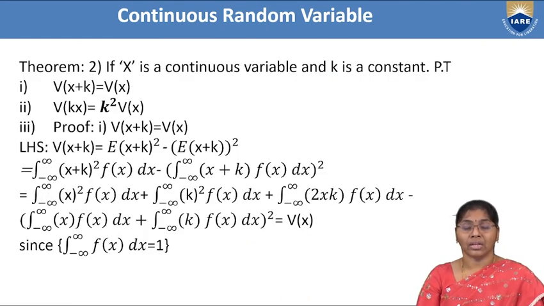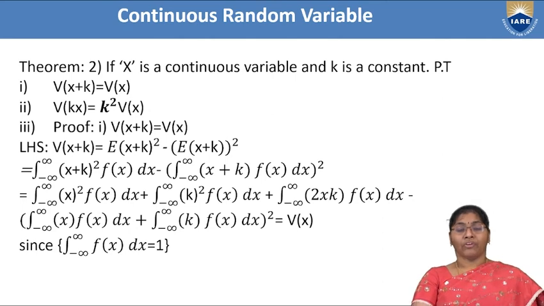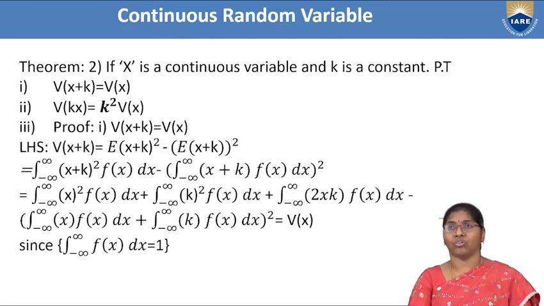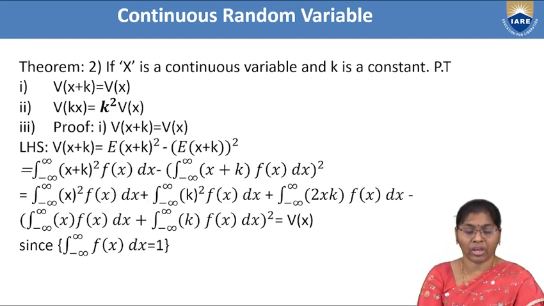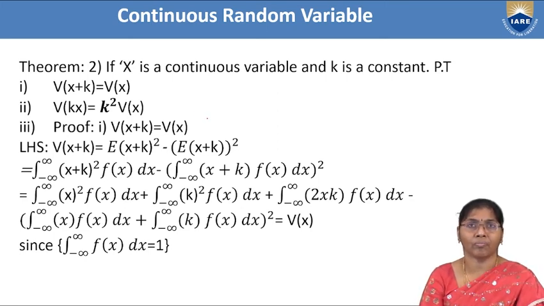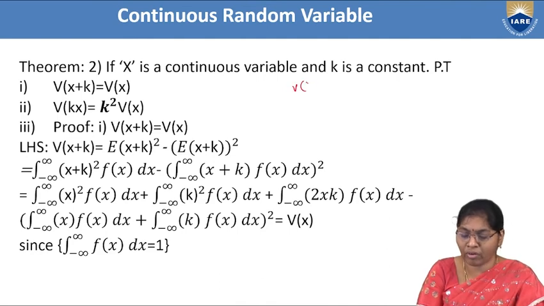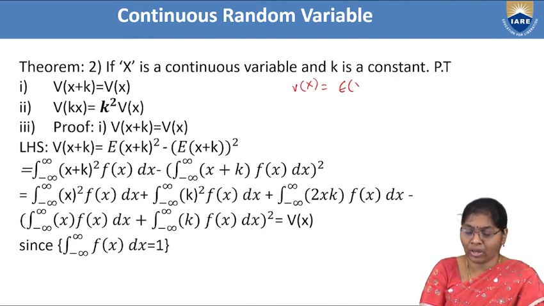Next one, theorem 2. If X is a continuous variable and k is a constant, prove that V of (x plus k) equals V of X. Now I am considering V of (x plus k). What is the formula of V of X? V of X equals E of X square minus E of X whole square.